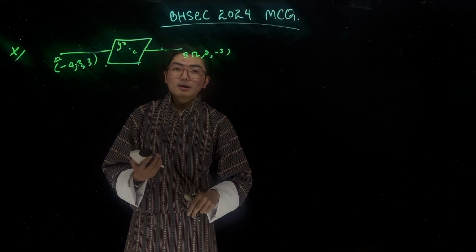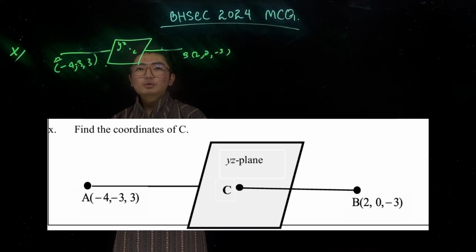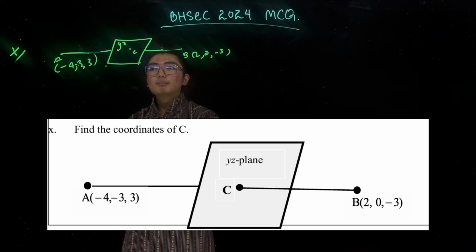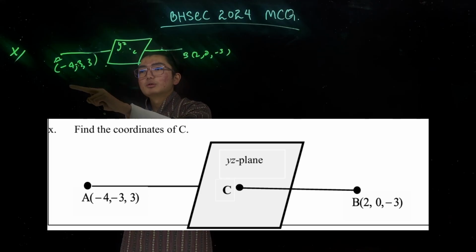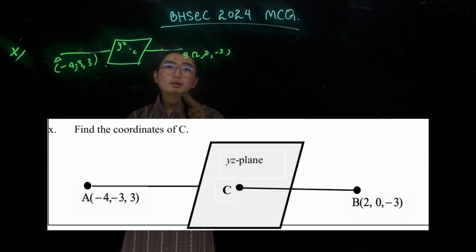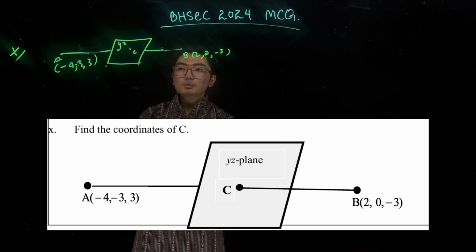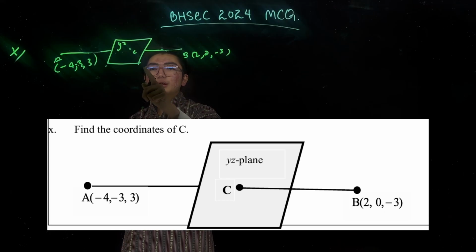Hello everyone, now let's look at question number 10 of the Big C 2024 MCQ Maths. In this question, we are given a figure consisting of a plane and two coordinates. We have point A, which lies on the coordinates (-4, -3, 3), and we have point B, which lies on the coordinates (2, 0, -3). And we are asked to find the coordinates of point C, which lies on the YZ plane.